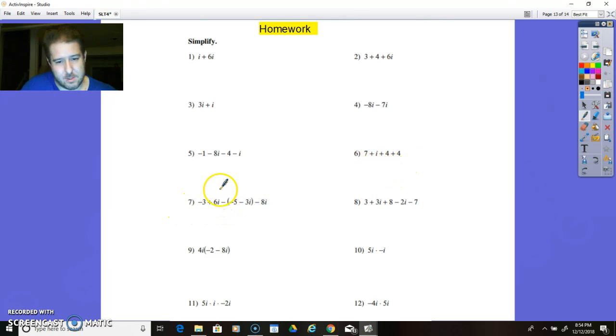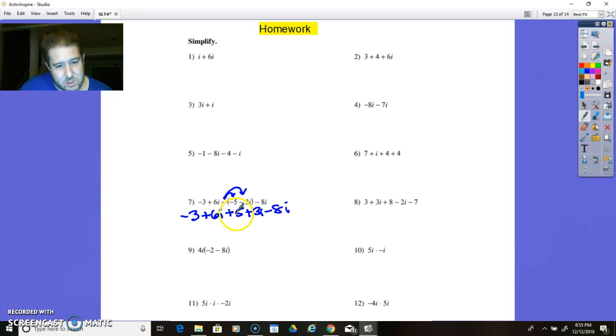So I'll just talk you through some of these. Number 7, combine the like terms. So negative 3. All right, so I got a lot more going on here, so I cannot just combine like terms. This negative is actually being distributed by everything on the inside of the parentheses, so I'm going to do that first. So that's negative 3 plus 6i. Didn't do anything with that. Opposite of negative 5 is positive 5. Opposite of negative 3i is positive 3i. So once I've distributed that, then I can just combine like terms.